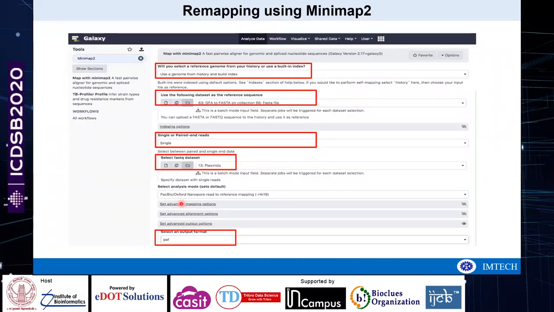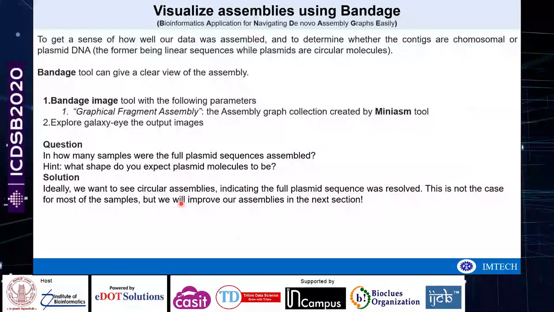And here are the steps, with minimap2, what we are using to generate the GFA2 FASTA format. We are giving it as an input, and a single file, and then the plasmids where the samples are present.